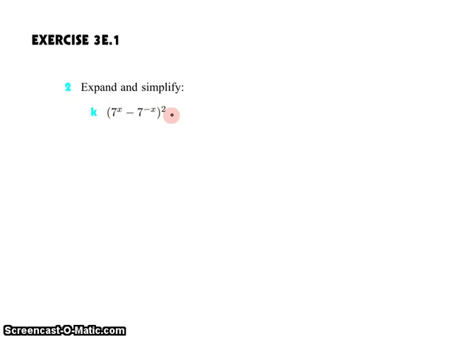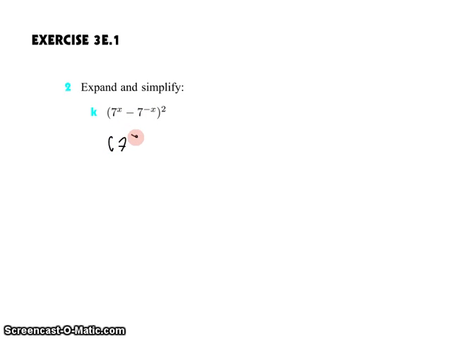So to expand this expression, what we need to do is manage this index out here. We need to distribute this in somehow. But you can't distribute it in directly because we have addition or subtraction separating two different terms. Instead, what we're going to have to do is treat this as 7 to the x take 7 to the negative x times itself. And we'll have to FOIL that.